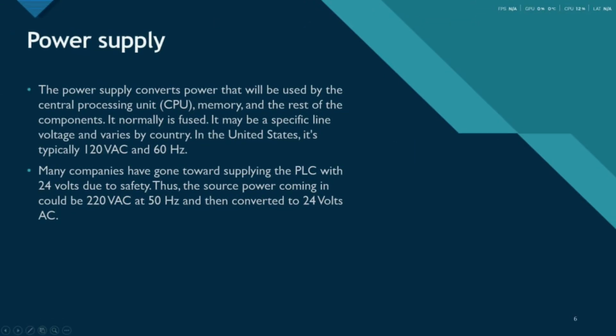Power supply. The power supply converts power that will be used by the CPU, memory, and the rest of the components. It normally is fused. It may have a specified line voltage and varies by country. In the United States, it's typically 120 volts AC and 60 Hz. Many companies have gone toward supplying the PLCs with 24 volts due to safety. So the source power coming in could be 220 volts AC at 50 Hz and then converted to 24 volts AC.